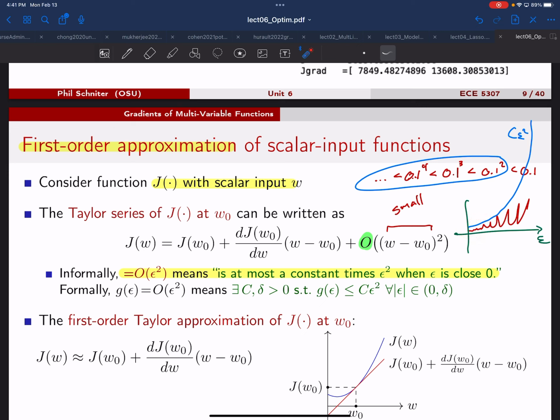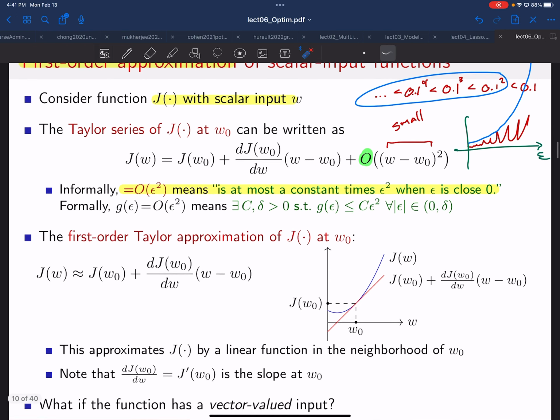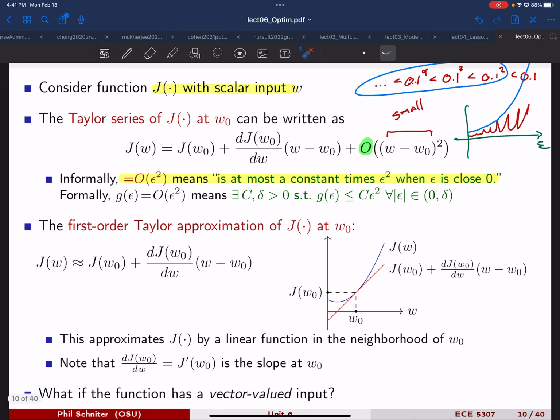Okay, so it's sort of a mouthful, but that's why this is probably a nice way to think about it: just at most a constant times epsilon squared for small enough epsilon. That allows us to take this possibly really complicated function and write it as a constant, a linear term, and then all this other stuff, which is basically quadratic. That's the whole point of this. Any questions on that idea before we move on?